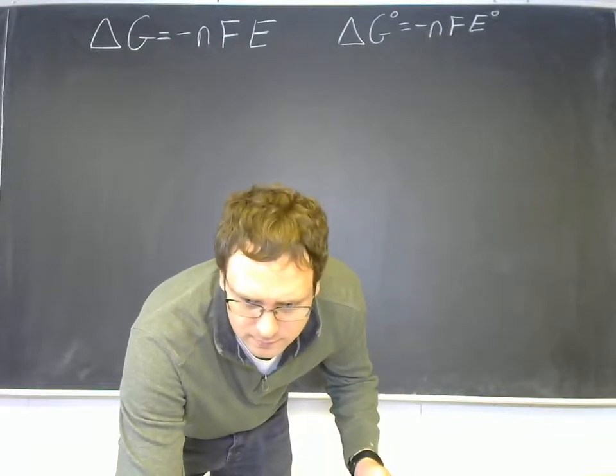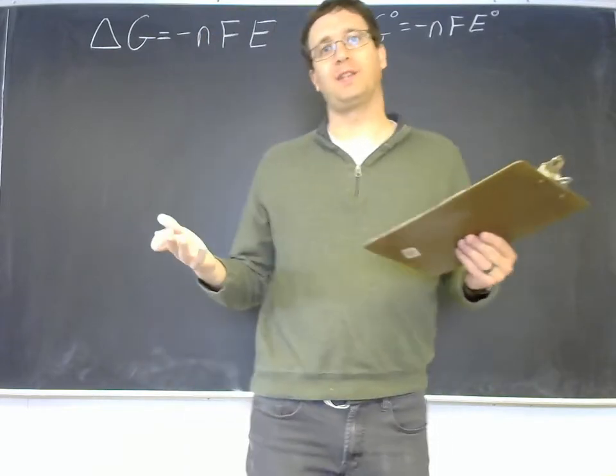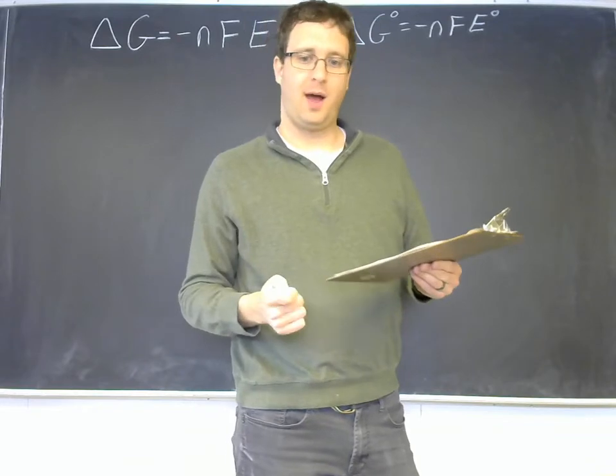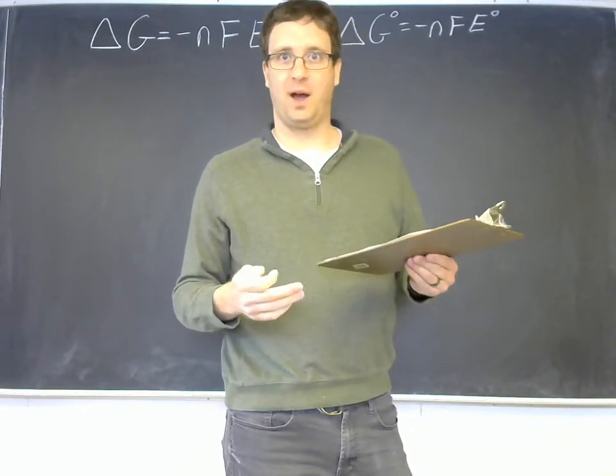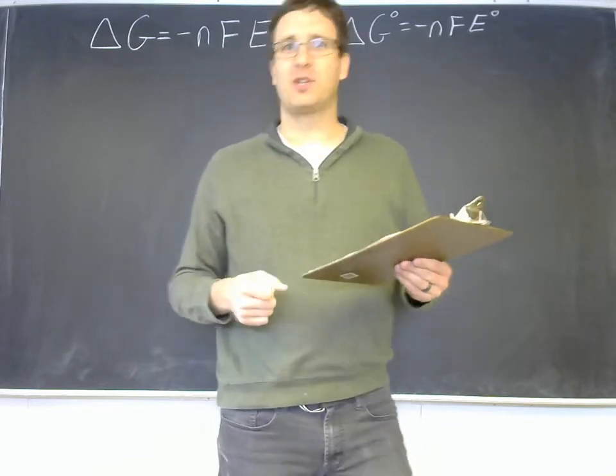Okay, 19.7 is really the culmination of all of these equations that we've been learning up until now. We'll derive and build up to what's called the Nernst equation. But first of all, let's motivate why we want to do this.